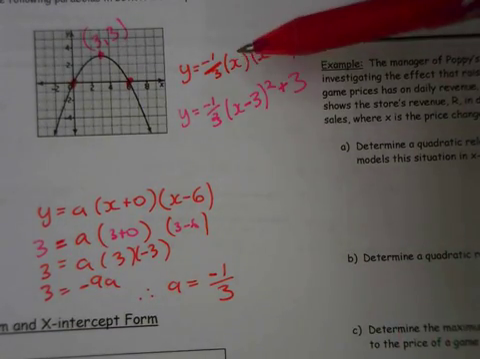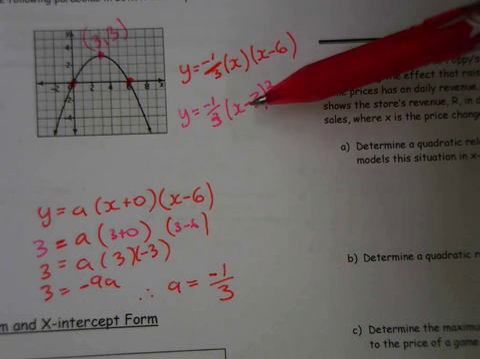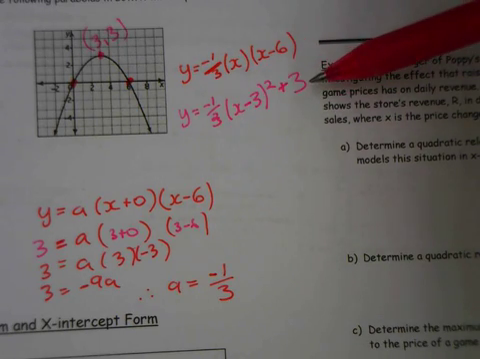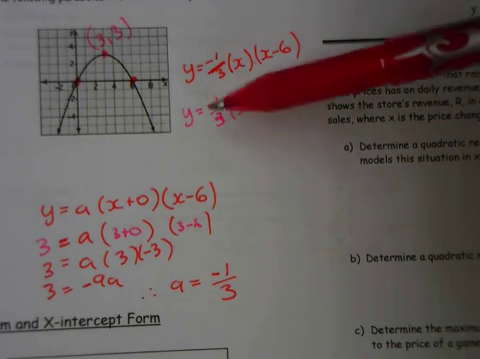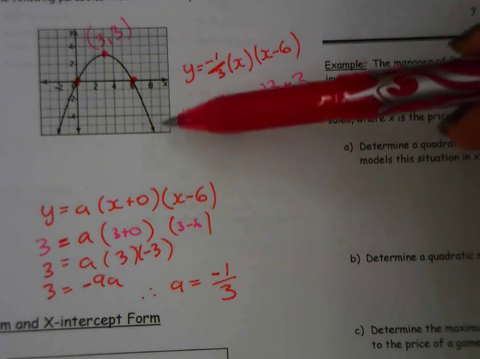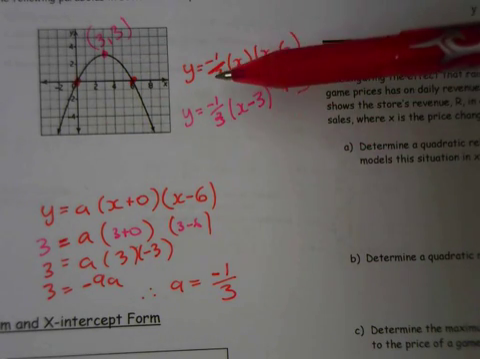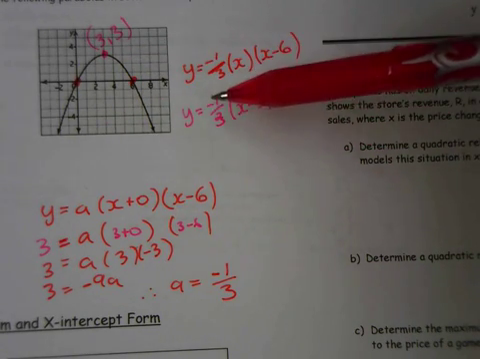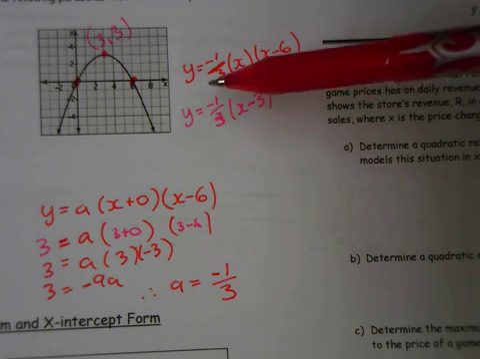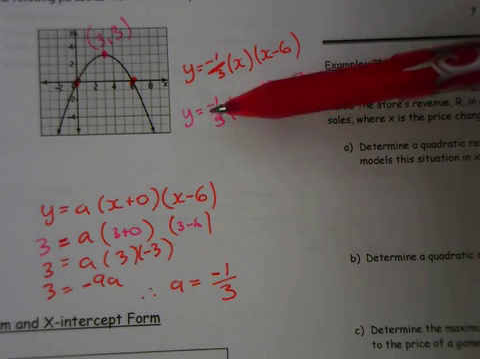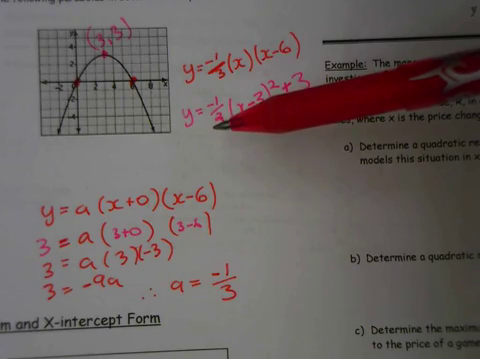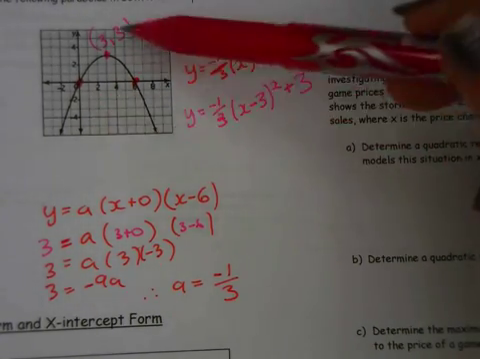Let's go back and make sure I've got these ones right. Yes, yes, 3, 3. This is a negative stretch factor, so I expect a parabola that opens down. It's a stretch factor between 0 and 1 that makes the parabola vertically compressed or squished or wide, whatever word you'd like to use. It's a nice wide parabola going this way.